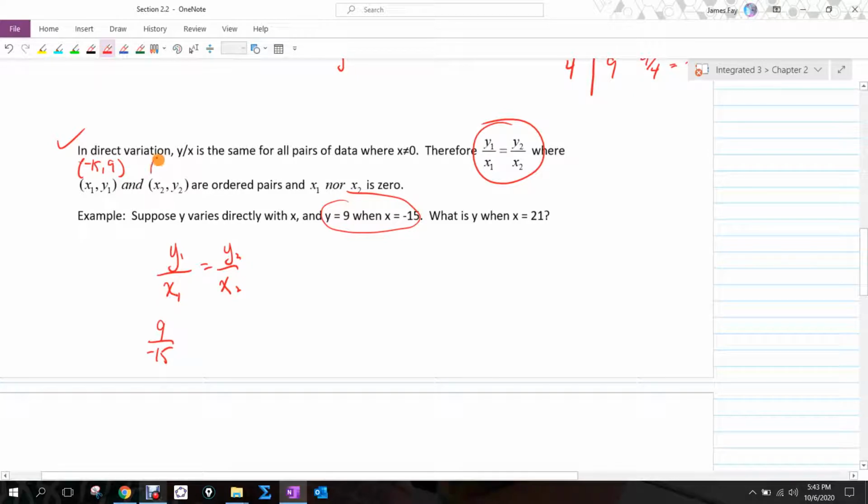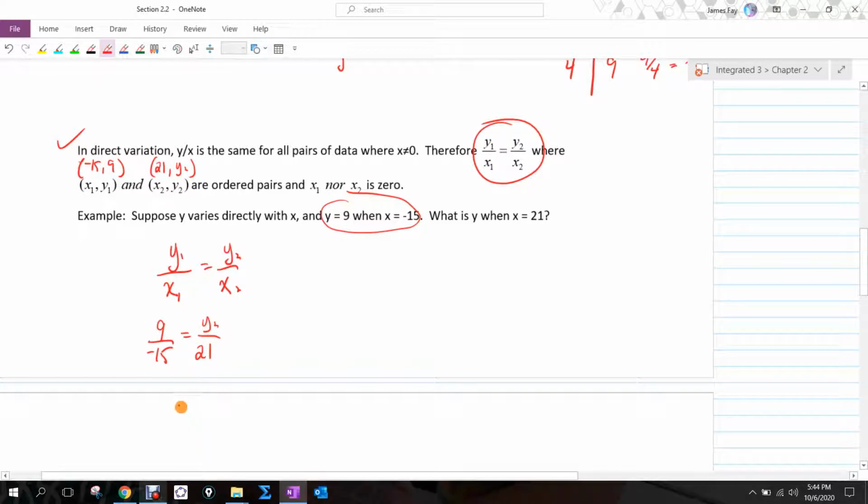So now the next question is, well, what is y when x is 21? So they're telling me another x value, a different x value, so I'm going to call that x2, and now it's asking what is y2. So I'm going to come over here in the second part of this equation. Okay, they want to know what is y, so I don't know that, so I'm going to leave that as y2 when x is 21. So now I go 21.